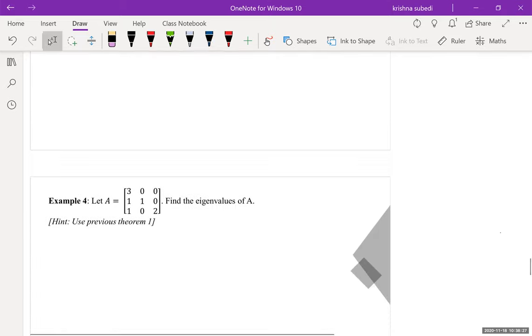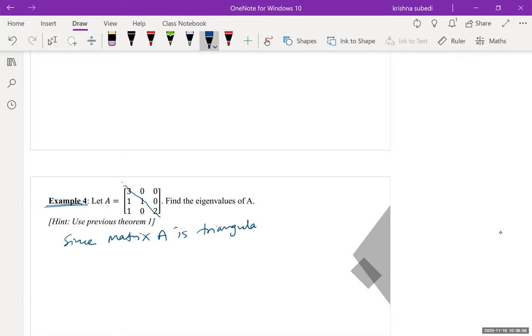For example, in example 4, you're given a matrix A, which is clearly a triangular matrix, as you can see that from the main diagonal, all the upper part is 0. So this is clearly a triangular matrix. Find the eigenvalues of A. Since matrix A is triangular, the eigenvalues of A are the entries on the main diagonal, which are 3, 1, and 2. So lambda is 3, 1, and 2. That's it.